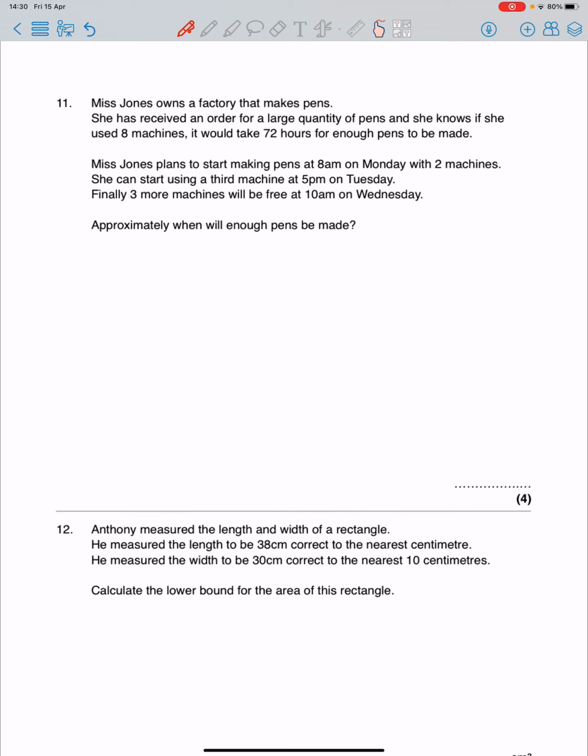on Monday with 2 machines. She can start using a third machine at 5 p.m. on Tuesday. Finally, 3 more machines will be free at 10 a.m. on Wednesday. Approximately when will enough pens be made? Oh my goodness. Okay, fine.